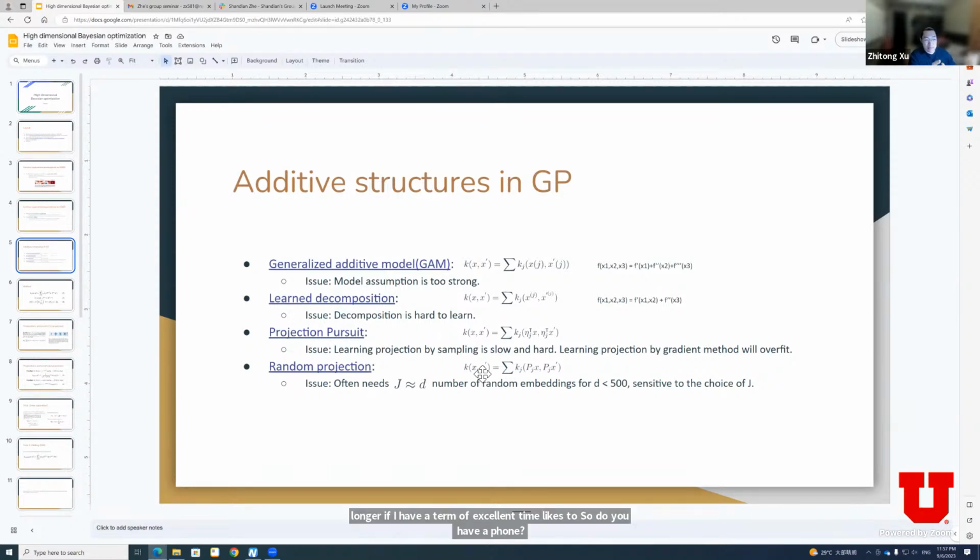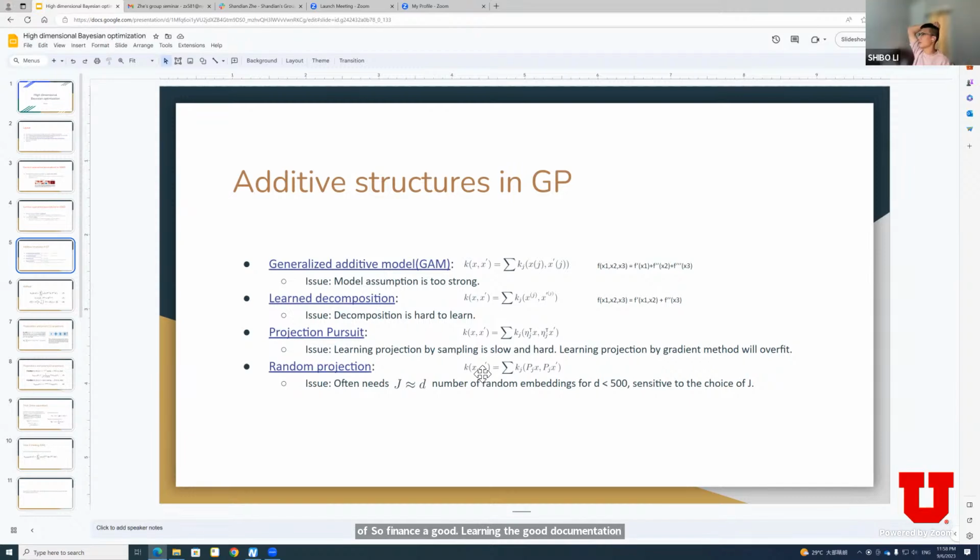The second approach is to learn a decomposition, where we introduce the idea of groups. For example, with the same function of x1, x2 and x3, if we put x1 and x2 in a group, we can allow the term x1 times x2. The problem is that as the input dimension becomes quite large, the number of possible decompositions explodes, so learning a good decomposition is hard.